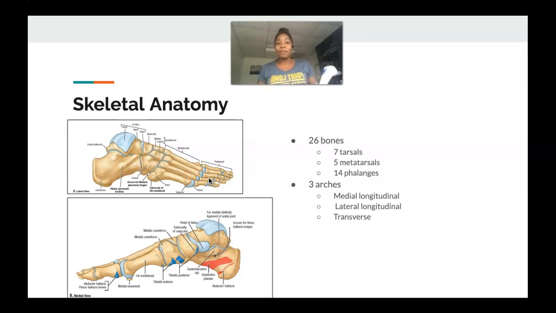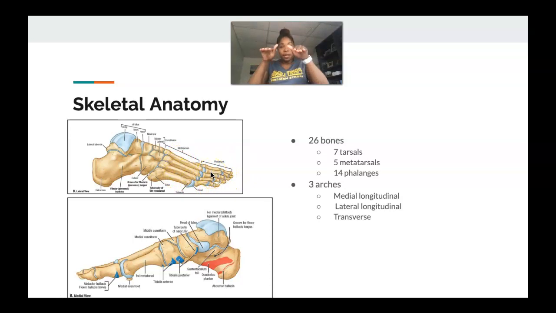So for review, we have 26 bones in the foot. We have 3 segments of the foot. We have the rear foot. We have the midfoot, which is comprised of the 7 tarsal bones. We have the forefoot, which is comprised of the 5 metatarsal bones and the 14 phalanges.